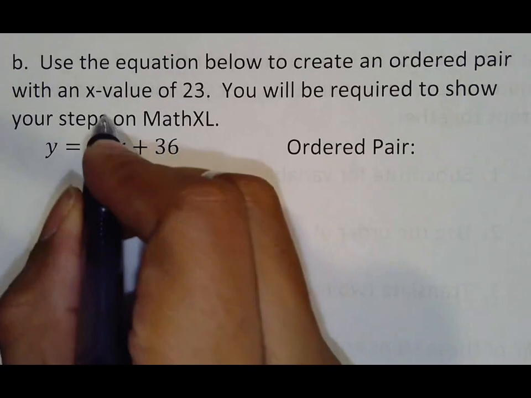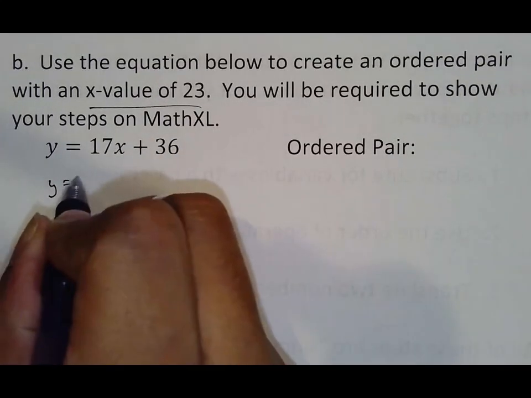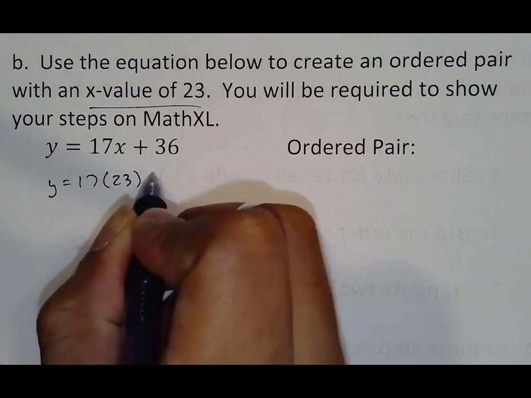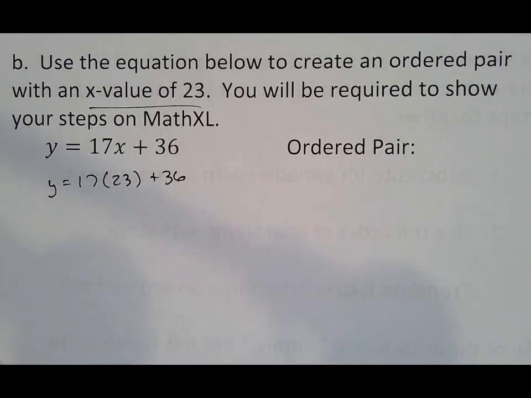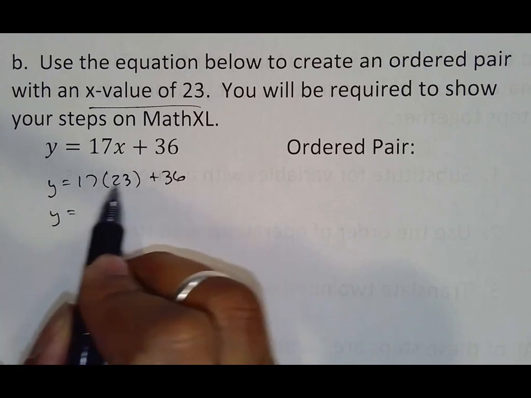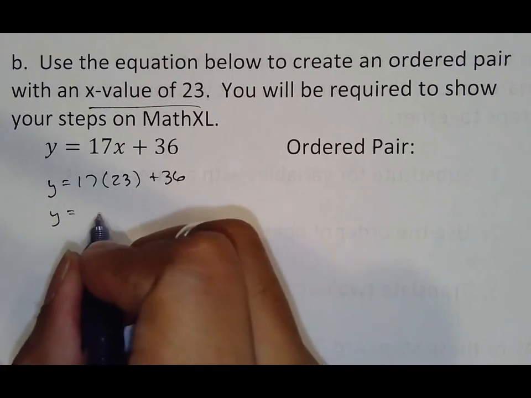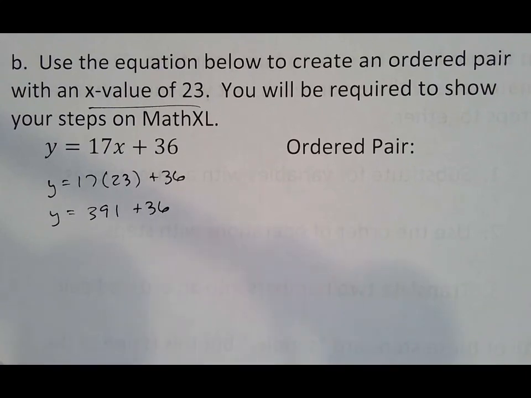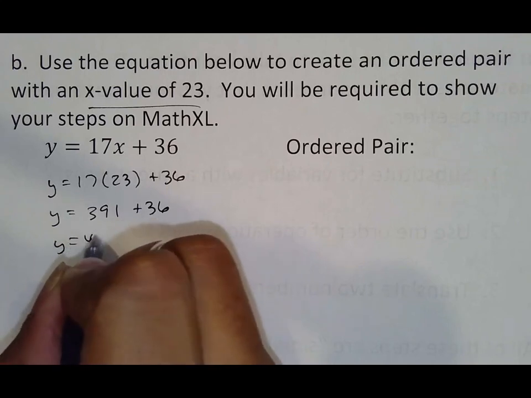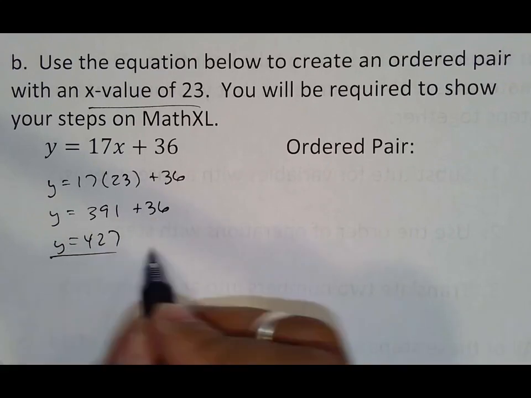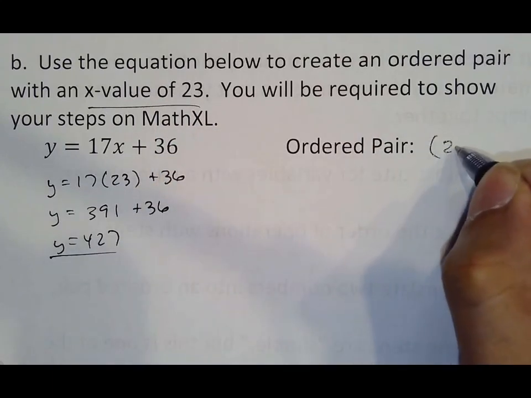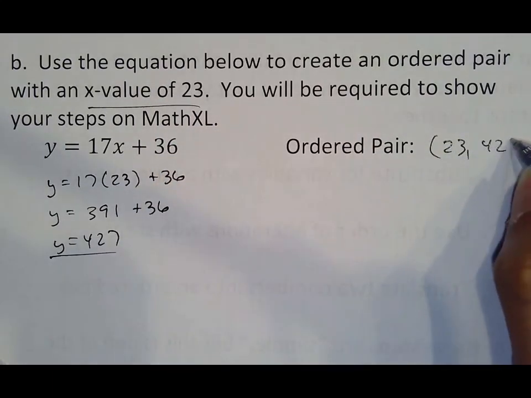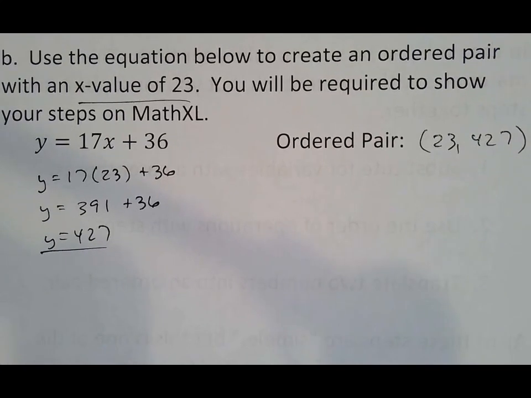Again, x value of 23 means that we're going to do y equals 17 times 23 plus 36. So 17 times 23 is 391. Again, multiplication goes first before addition. That's your order of operations. So 391 plus 36, and then 391 plus 36 is 427. So again, there's my y value, there's my x value, which means I put x first and y second as my ordered pair. Alright.